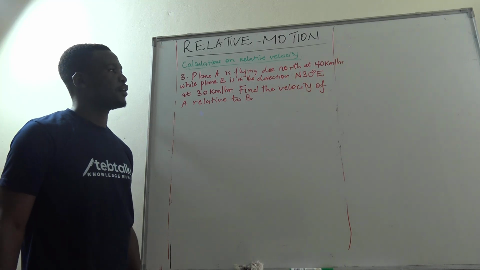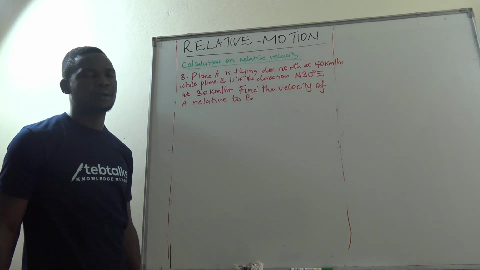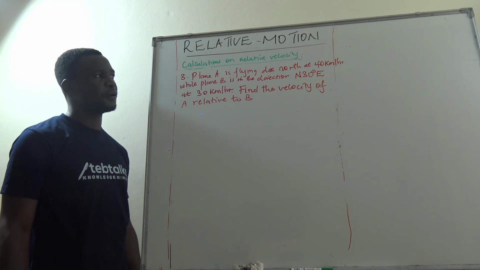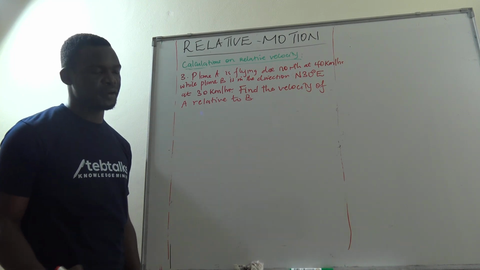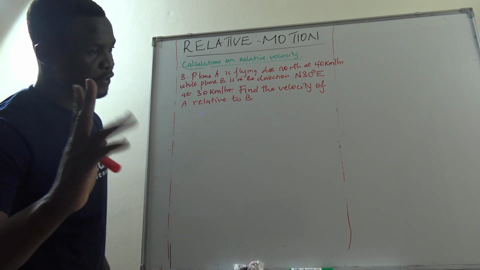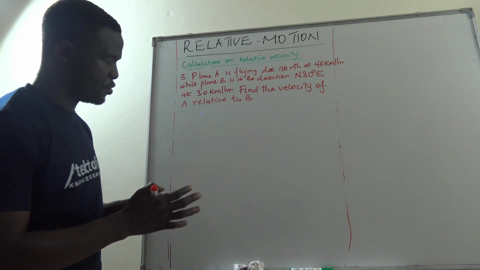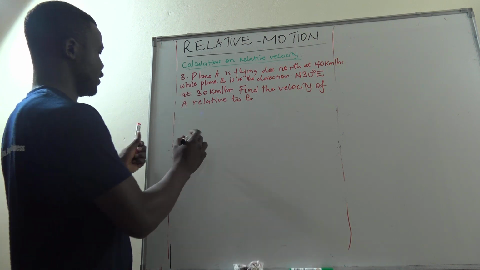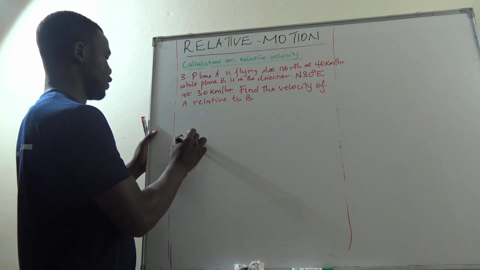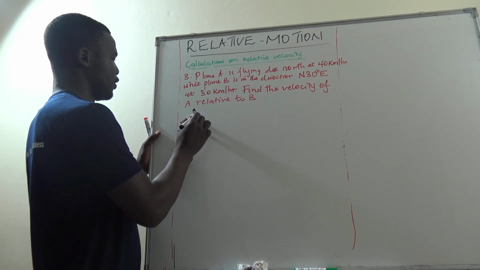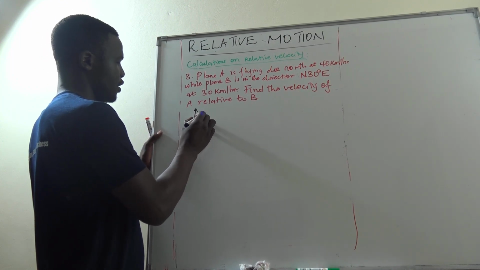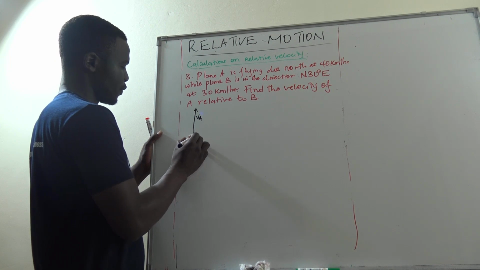In this video, we're going to look at the calculation of evolving relative velocity. We have a scenario with two planes. One is moving due north. If this is the point of origin, there is a plane moving north, plane A, moving with velocity v.